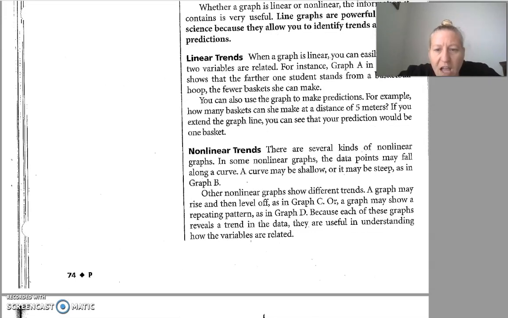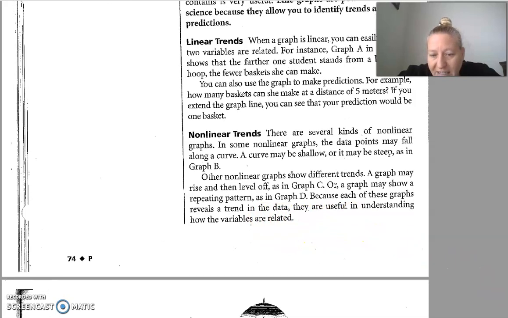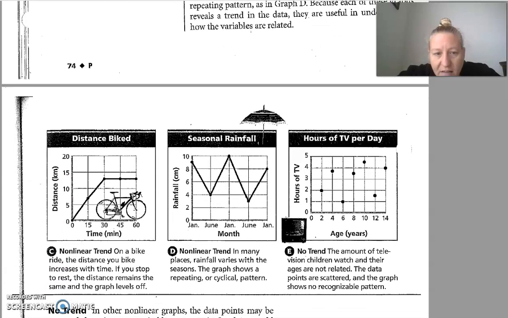Nonlinear trends. There are several kinds of nonlinear graphs. In some nonlinear graphs, the data points may fall along a curve. A curve may be shallow or it may be steep, as in graph B. Other nonlinear graphs show different trends. A graph might rise and then level off, as in graph C, or a graph may show repeating patterns in graph D. Because each of these graphs reveals a trend in the data, they are useful in understanding how the variables are related.